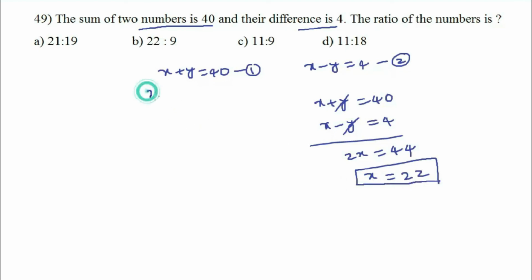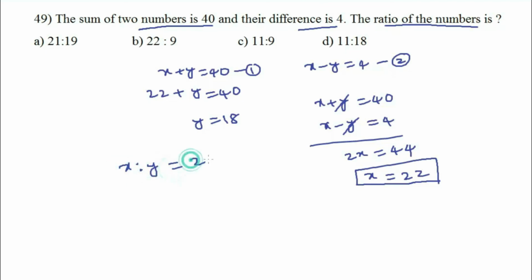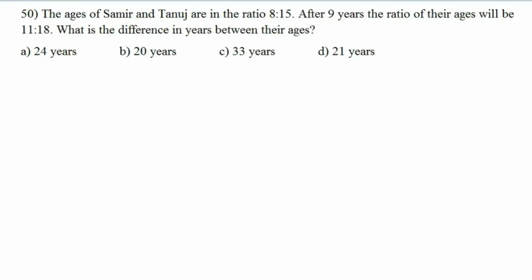So x value substituted in equation 1. 22 plus y is equal to 40 and y is equal to 18. The ratio of the numbers is x is to y equal to 22 is to 18. 11 times 2, 9 times 2, 18. Cancel. So x is to y equal to 11 is to 9. Option C.